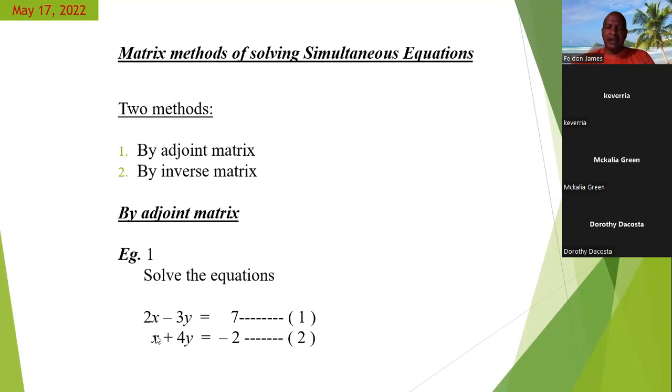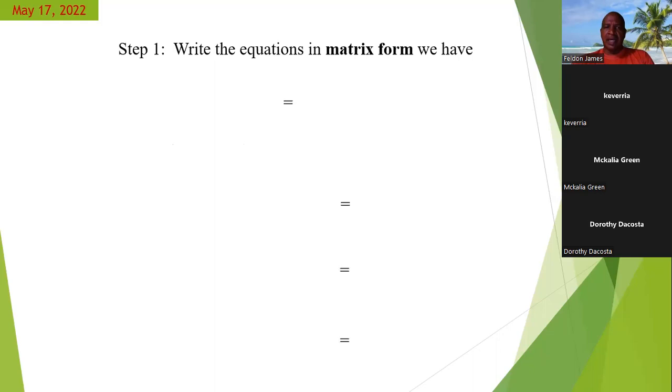Now, on the left-hand side of the equation, we put all the coefficients of x and y in one matrix, and then the x and y by itself, we put that as another matrix, and on the right-hand side, we put the results as another matrix. And so it will look like this for step one. So step one, we write the equation in matrix form. And this is what we get when we write it in matrix form.